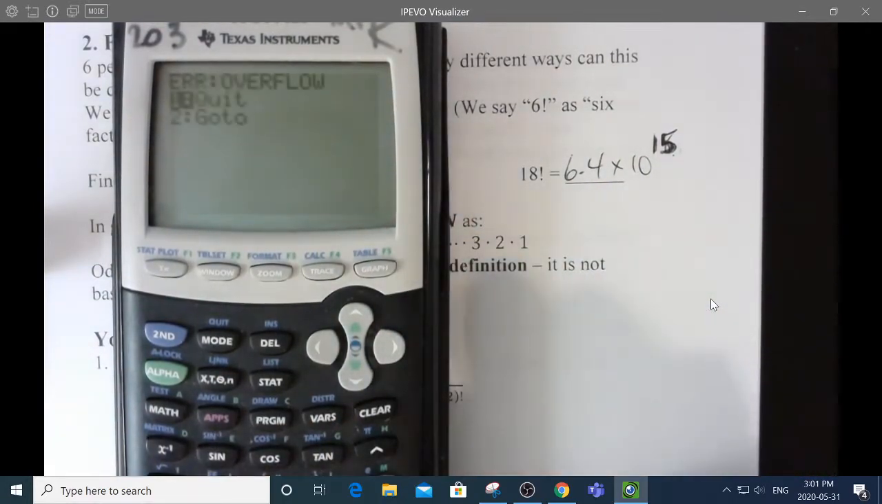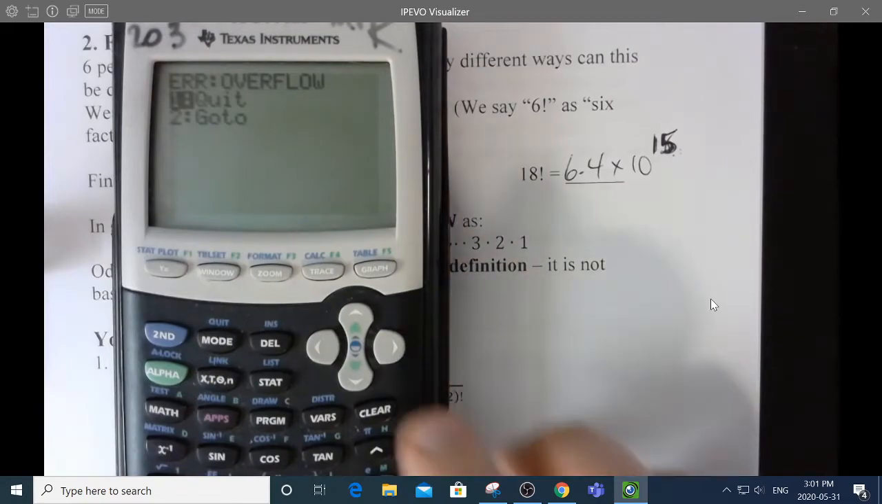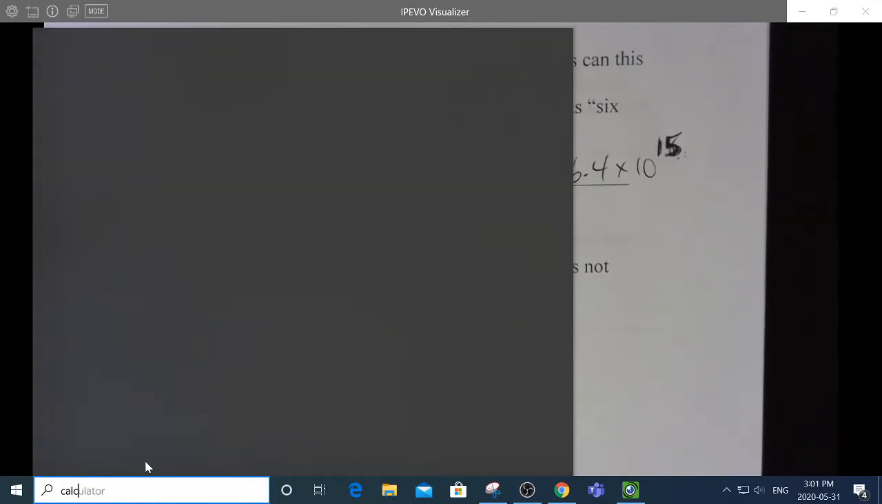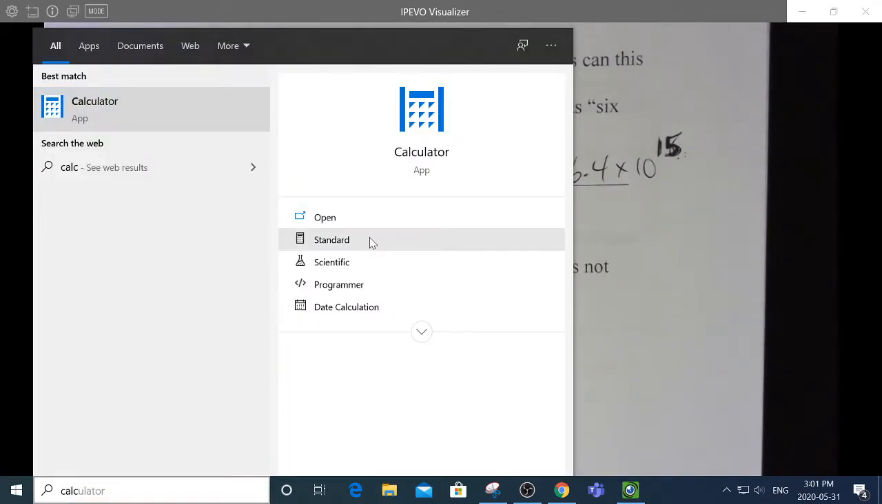Let's see, does it give it to us? No, overflow. So that's it. That is as big as it can go. I think if you were to open up your Windows calculator, you can go bigger on this thing.